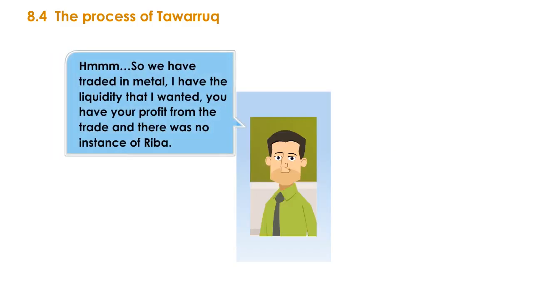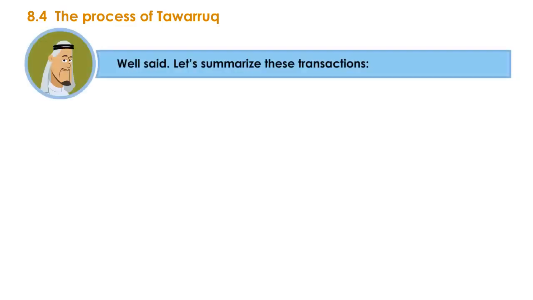So we have traded in metal. I have the liquidity that I wanted. You have your profit from the trade, and there was no instance of riba. Well said. Let's summarize these transactions.